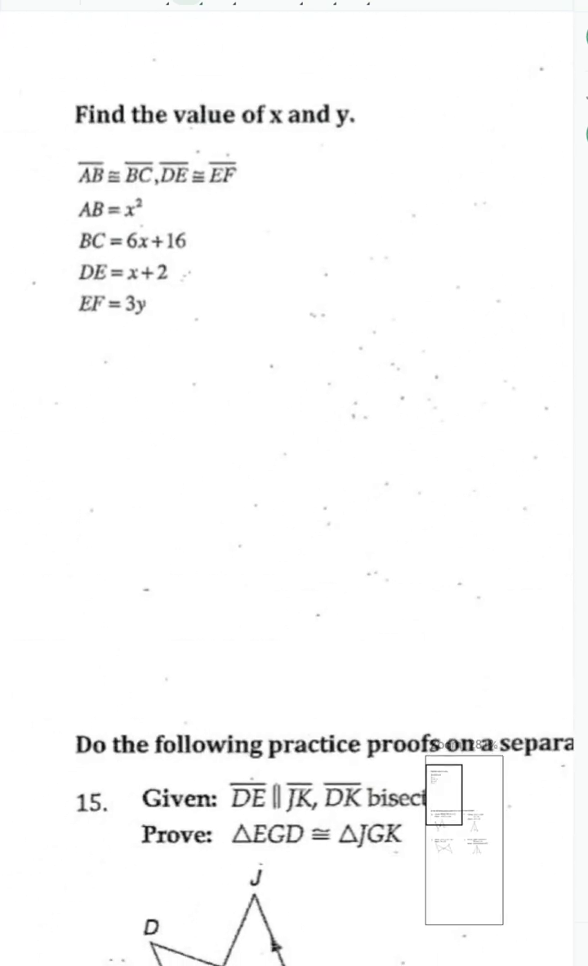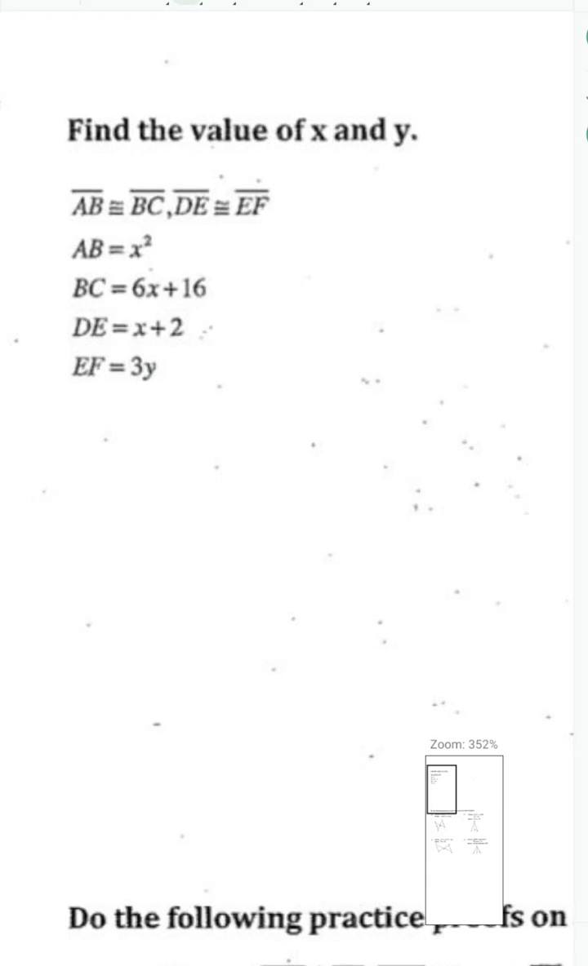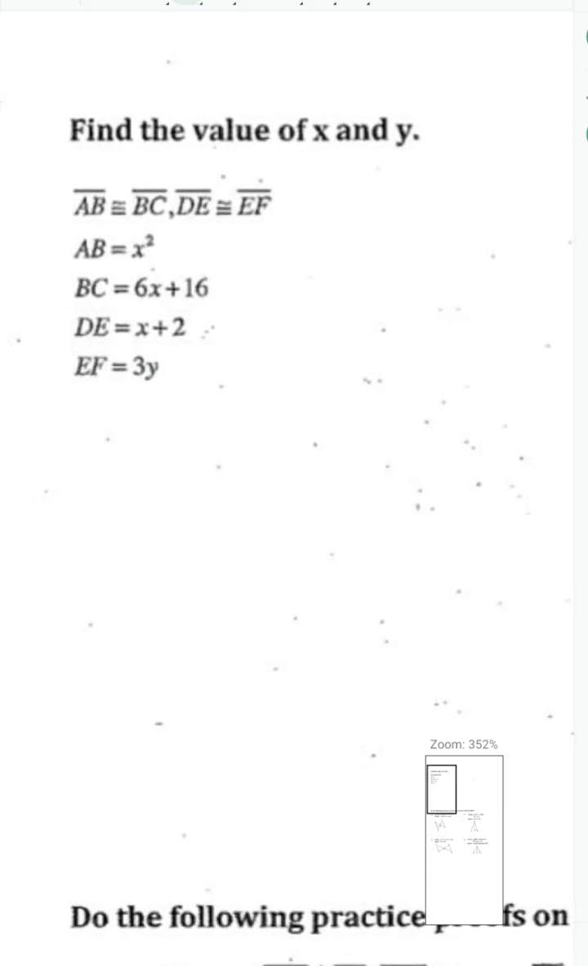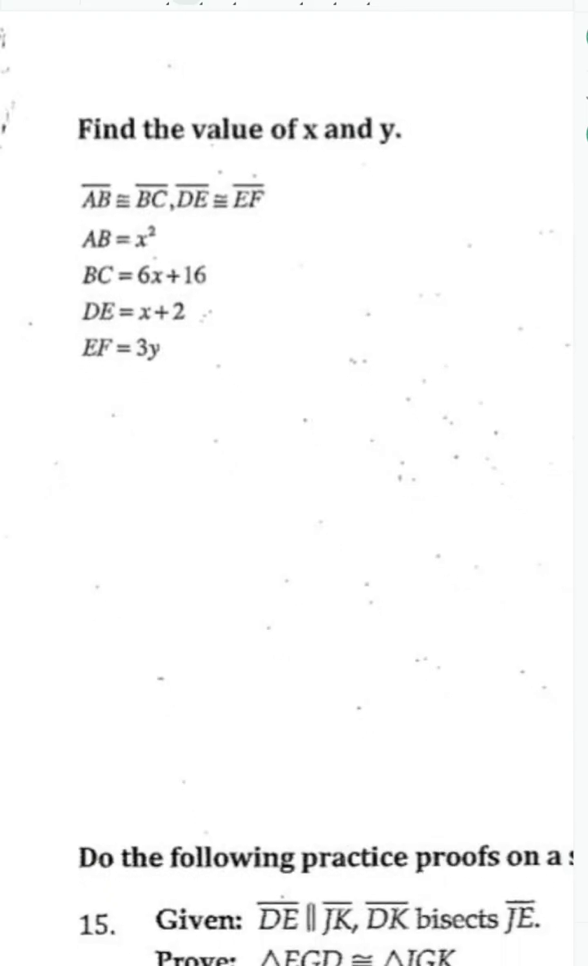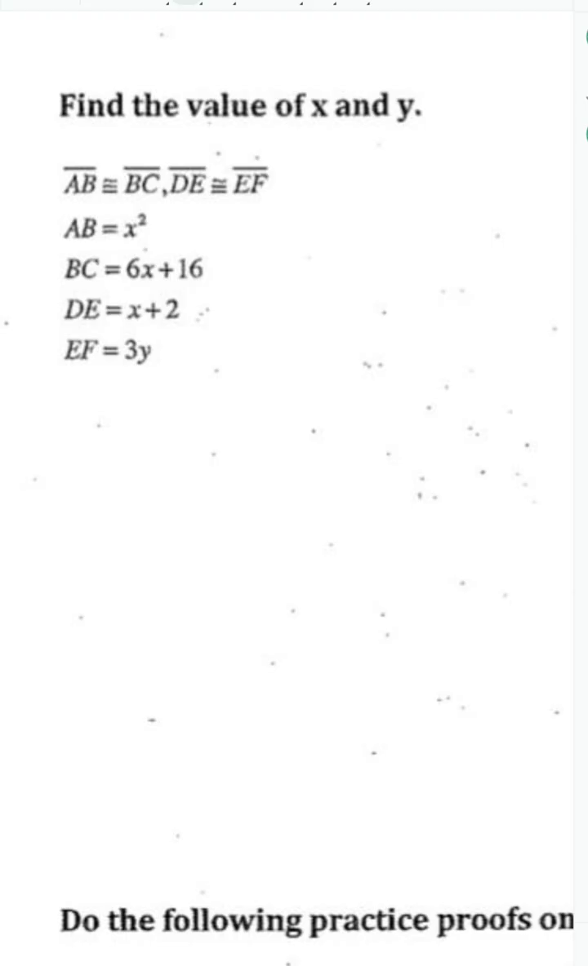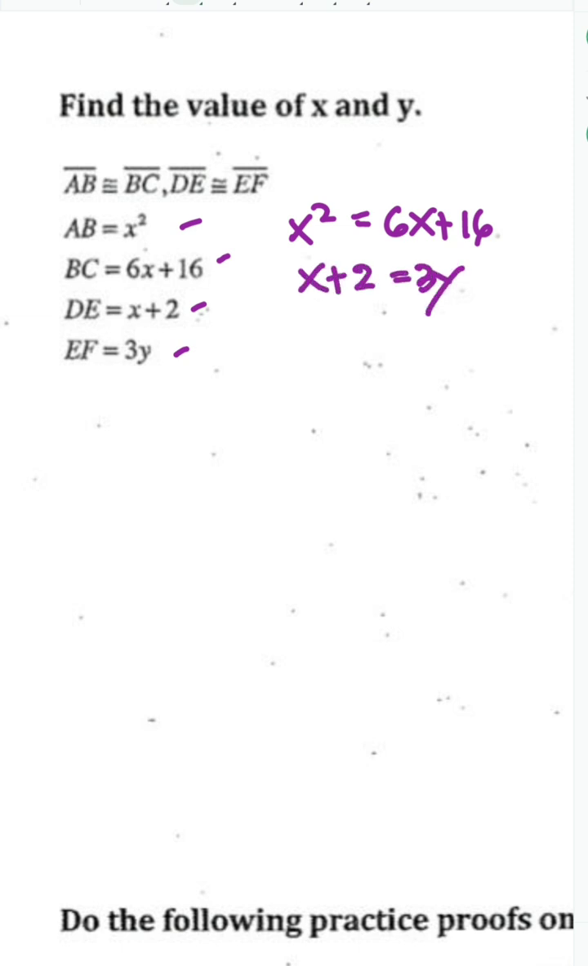Okay, find the value of X and Y. It's given that AB is congruent to BC, then DE is congruent to EF. And X, okay, we can just plug in everything. AB is congruent to BC and we're given the values. So that is X squared equals 6X plus 16. And it says DE is congruent to EF. So we have two equations. X plus 2 equals 3Y. So it's just like solving a system of equations.